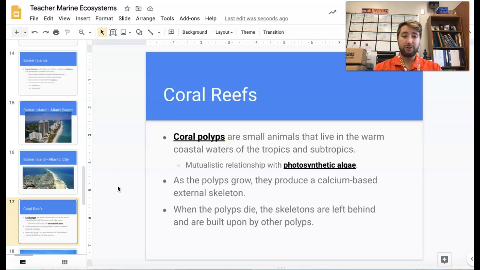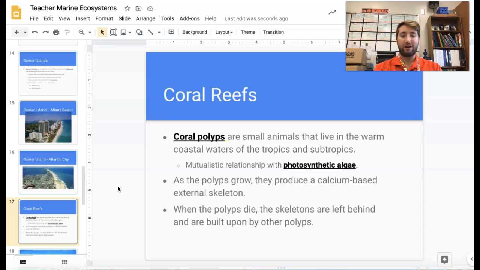The polyps are the stationary form of the jellyfish. They're little animals, and usually how they feed is by luring fish in or stinging something and then using the little tentacles to get it to the mouth. But these coral polyps have developed a mutualistic relationship, meaning both of them benefit, with this photosynthetic algae. The photosynthetic algae are called zooxanthellae, and I'll show you how to spell that here in a second.